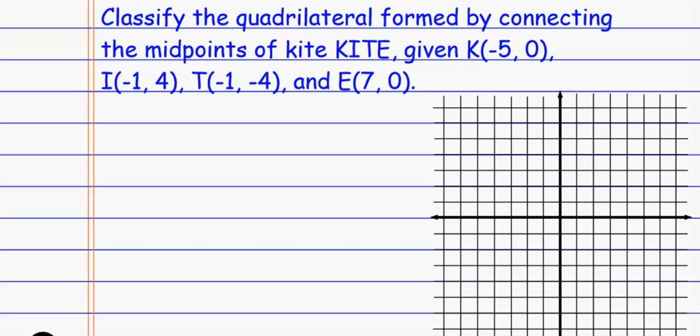So let's see, K is -5, 0. Then -1, 4, -1, -4, and 7, 0. Okay? And so as I look at this thing, this was K, this was I, sorry, these are written in the wrong order. I'm going to call this guy T and this guy E. Okay?